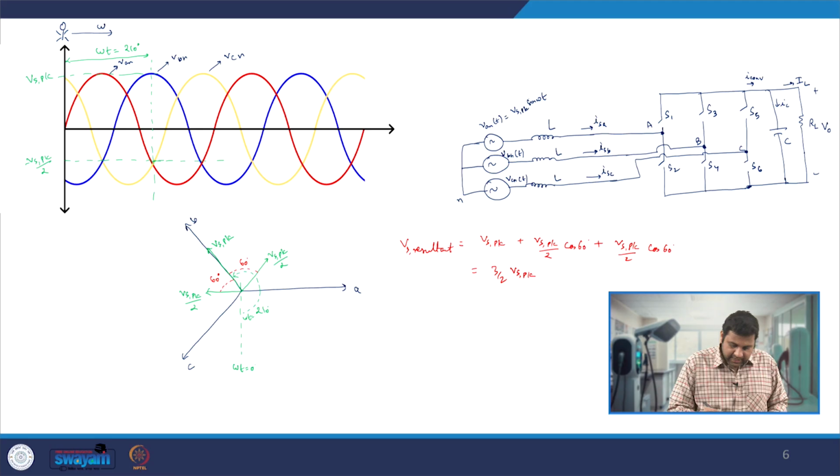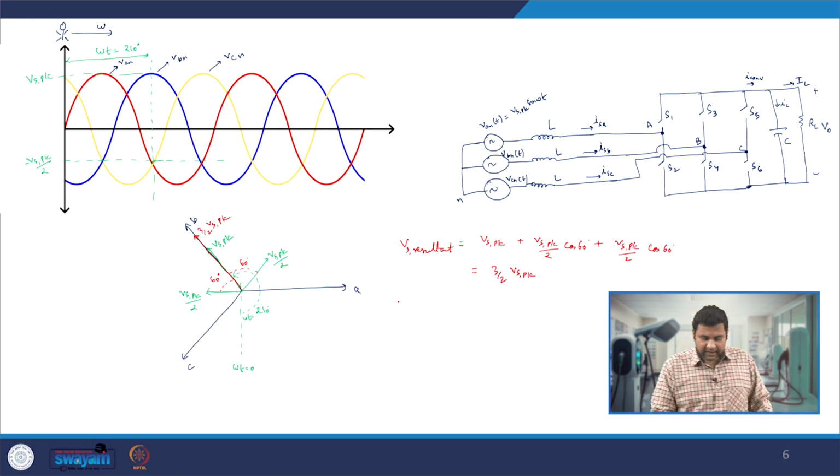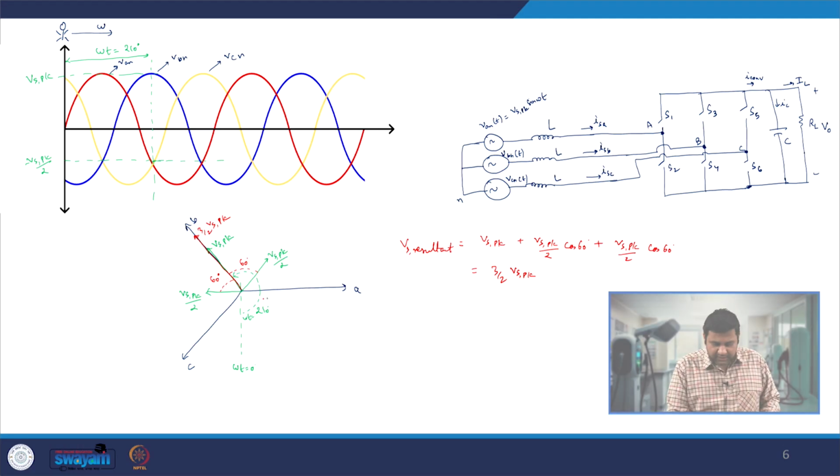So what we have realized is that the resultant will be equal to 3 by 2 Vs peak. If we see the previous resultant, it was 3 by 2 Vs peak and it was lying along the A axis, and now you have another resultant which is lying along the B axis. So we have ABC axes, and we assume that in this space they are displaced by 120 degrees.